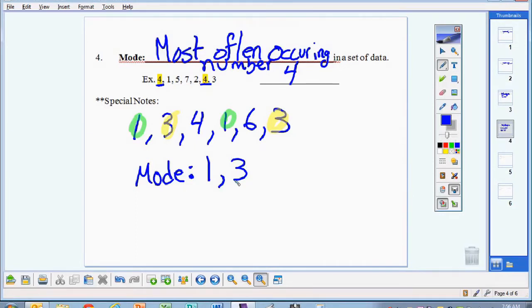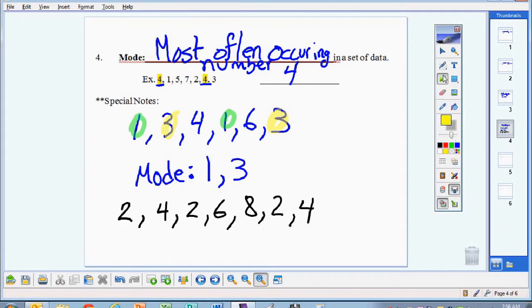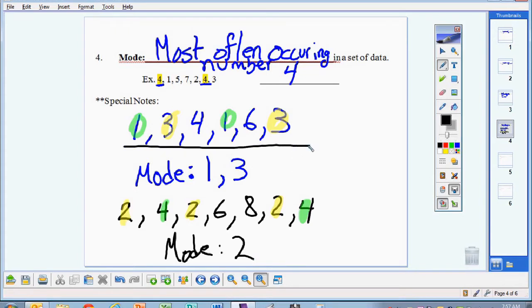If you had another set of data where you had the 2, we can see, appears 3 times, and the 4 appears twice. The mode is the number 2. It's not the numbers that appear more than once, it's the numbers that appear the most often, but if, in this case, it's a tie, they both are the mode.